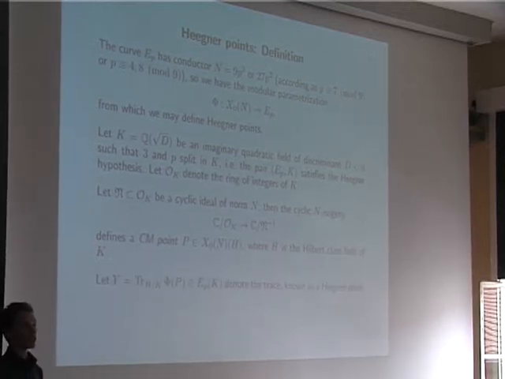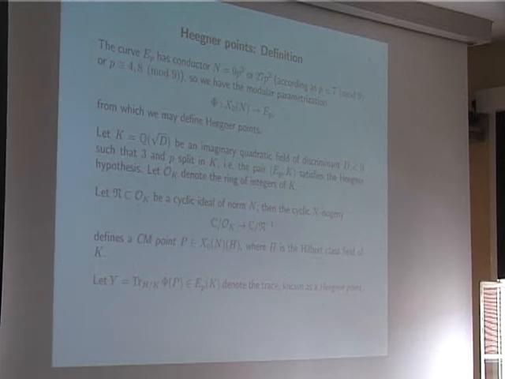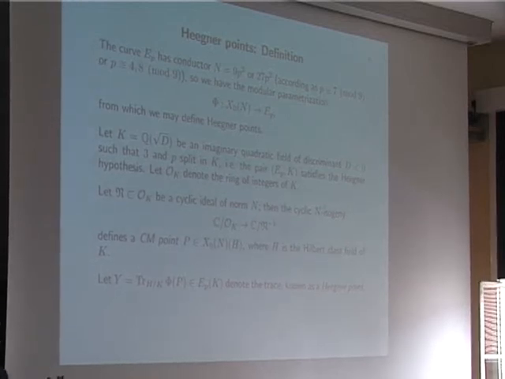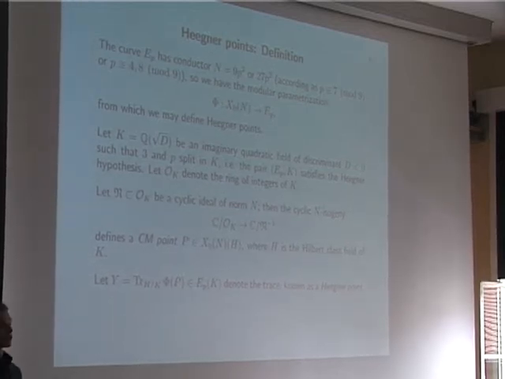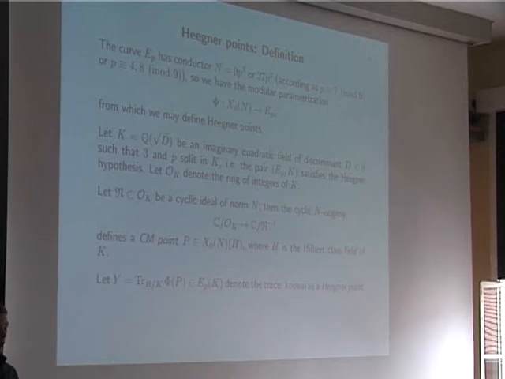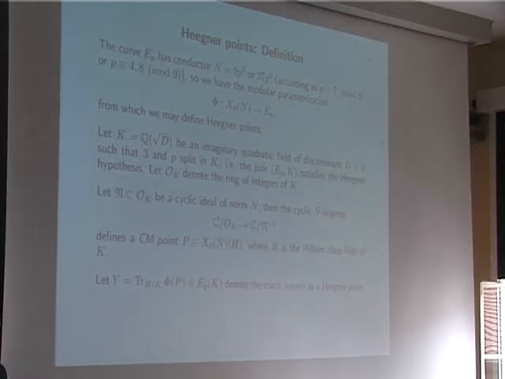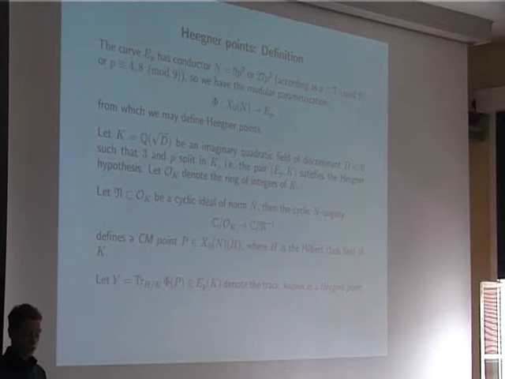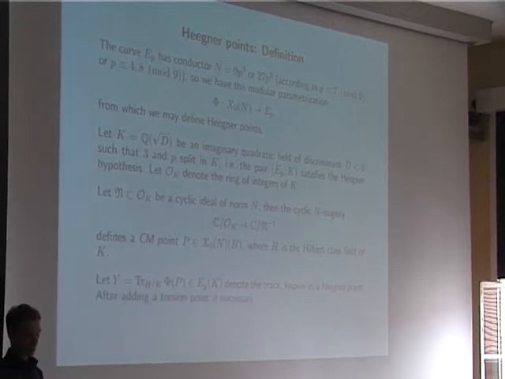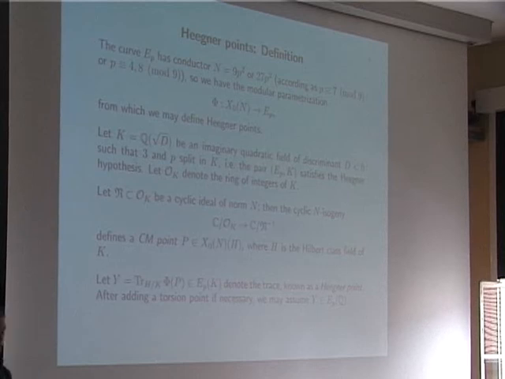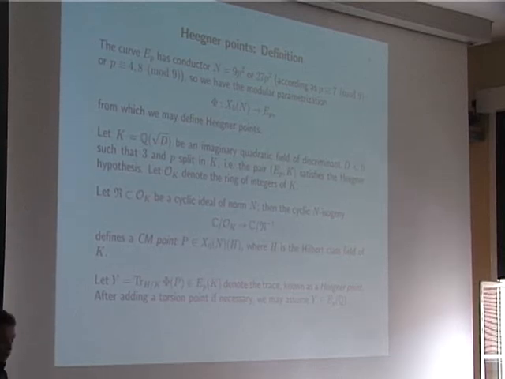So the next thing we do: we have this point on X_0(N) over H. The first thing we do is use our modular parameterization to map it over to E_p, and that gives us a point on E(H). And then we take the trace of that point from H down to K, and that gives us a point on E_p(K). And that's known as a Heegner point. Okay, in this particular case, we can add a torsion point if necessary and assume that this point y is in E_p(Q).